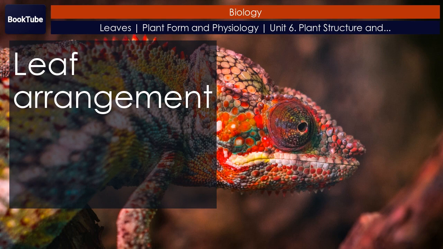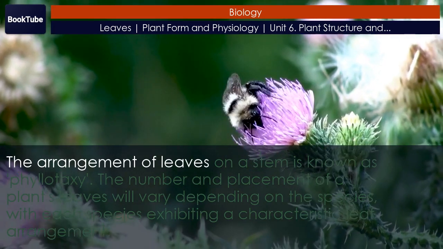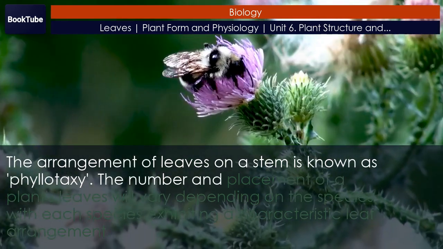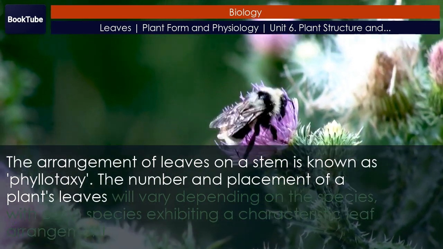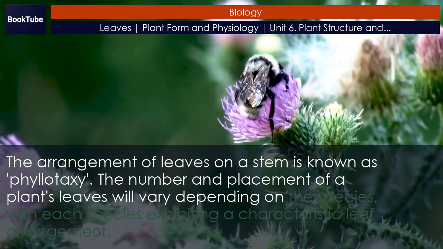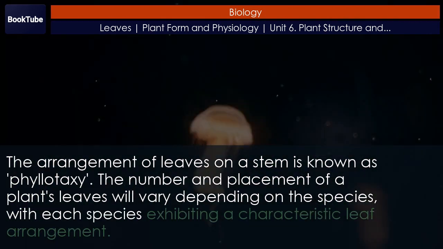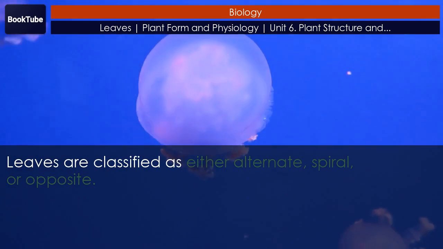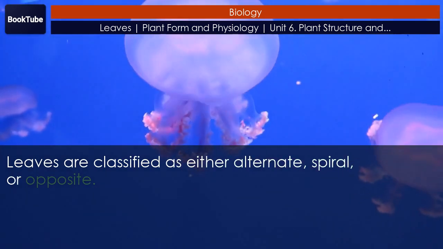Leaf arrangement. The arrangement of leaves on a stem is known as phyllotaxy. The number and placement of a plant's leaves will vary depending on the species, with each species exhibiting a characteristic leaf arrangement. Leaves are classified as either alternate, spiral, or opposite.